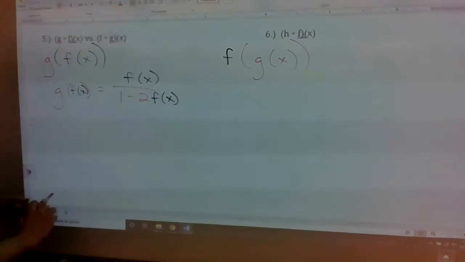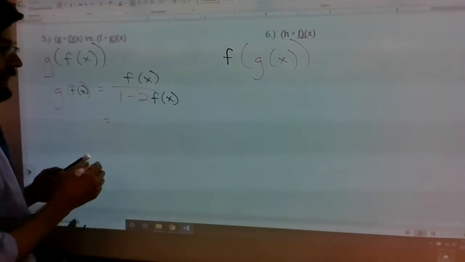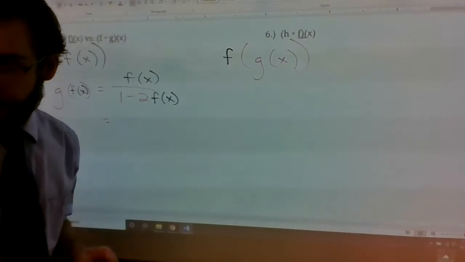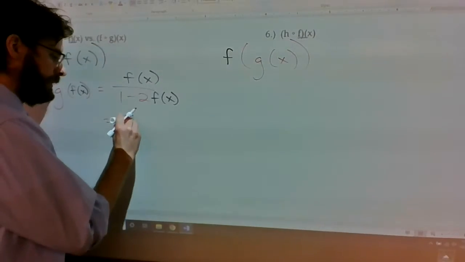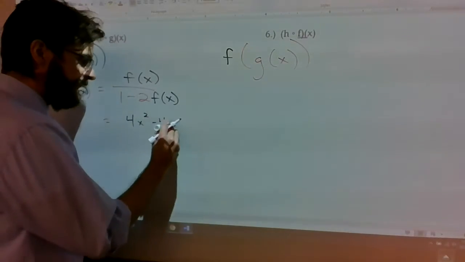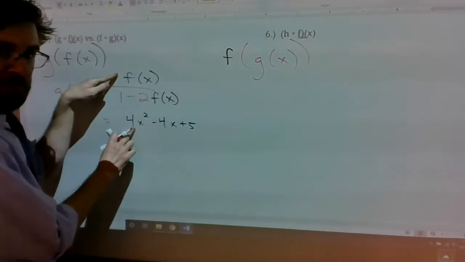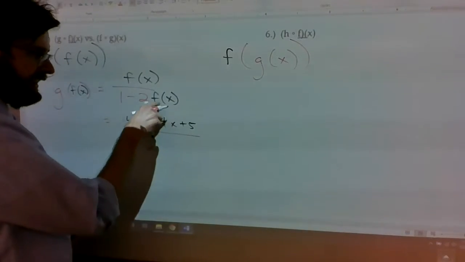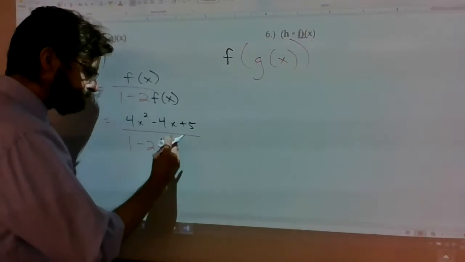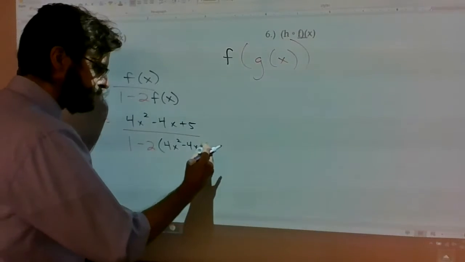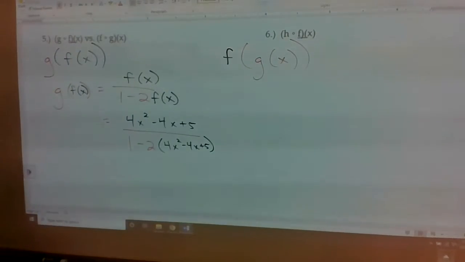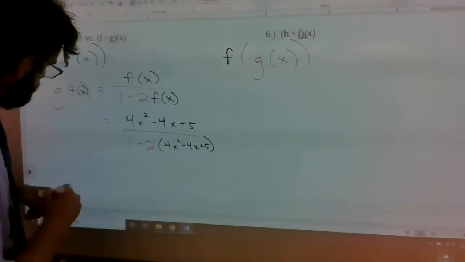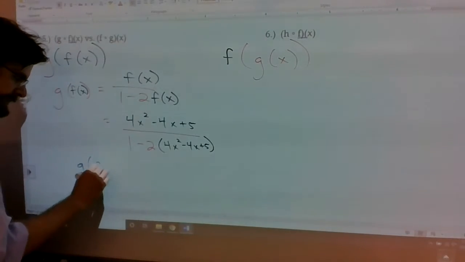So now, f of x is equal to 4x squared minus 4x plus 5. This is the numerator. That's literally what f of x equals. In the denominator, you get 1 minus 2 times that same polynomial. Now the new function I'll put in blue. So g of f of x.